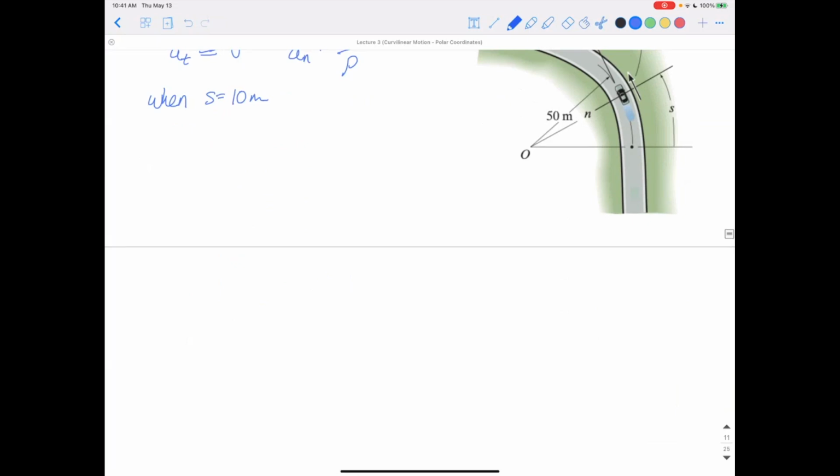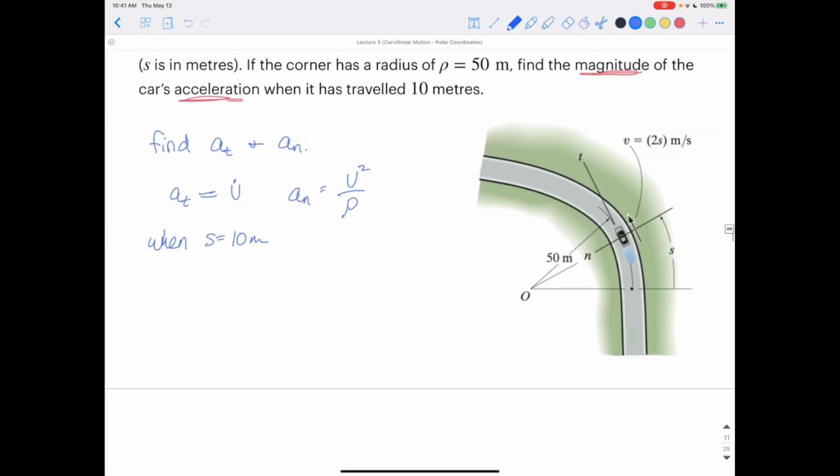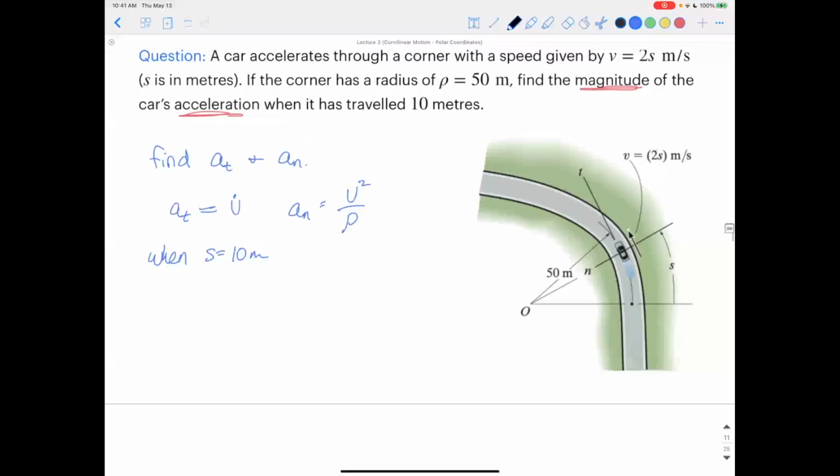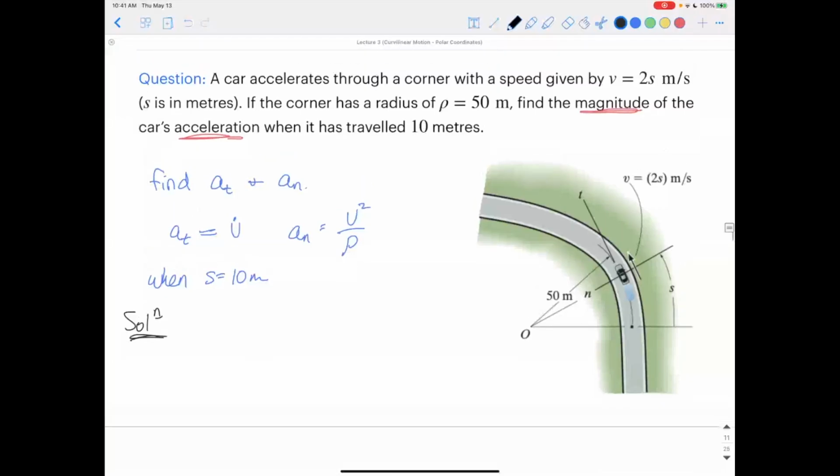So where should we go? I'll save a little bit. Where should we begin? Could you solve AN and use your v equation and sub in 10 for s?